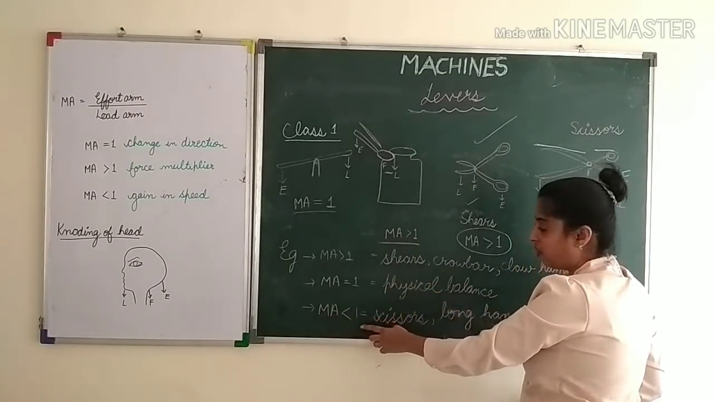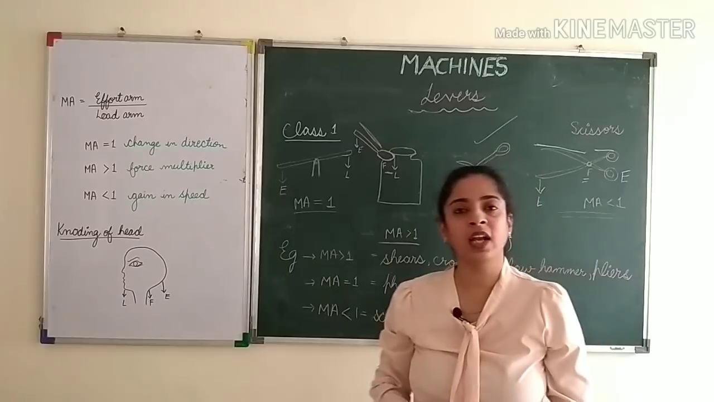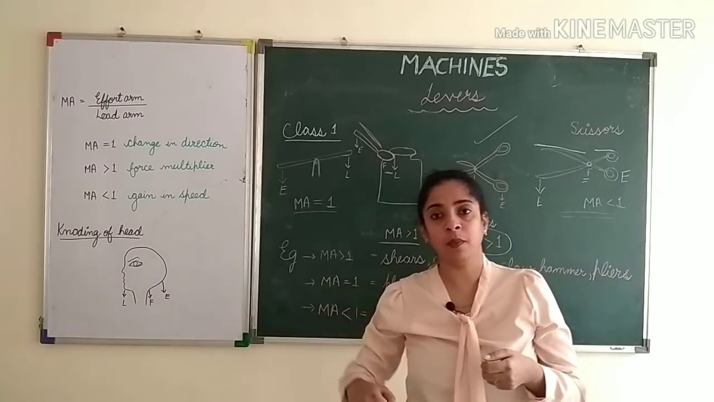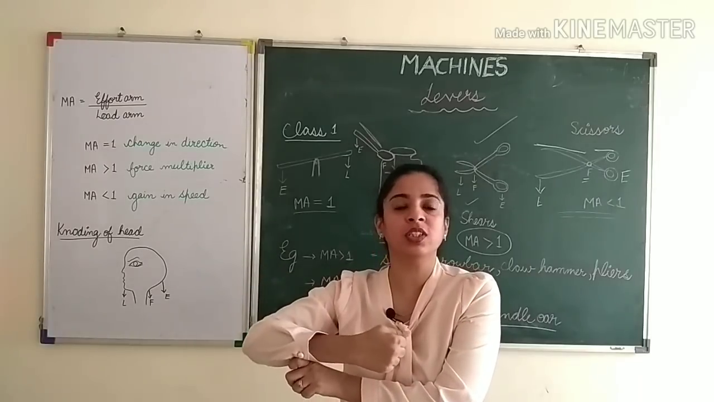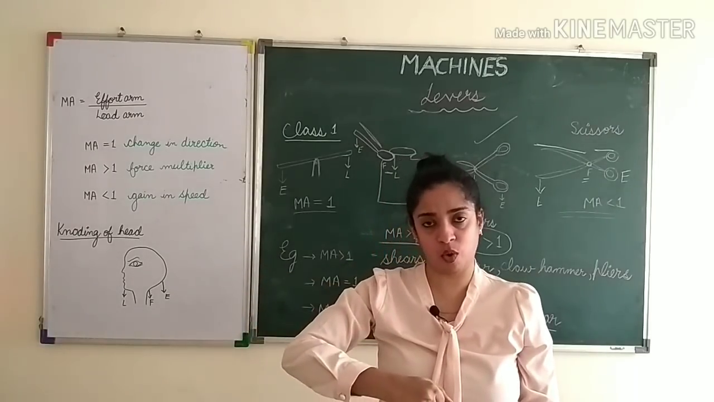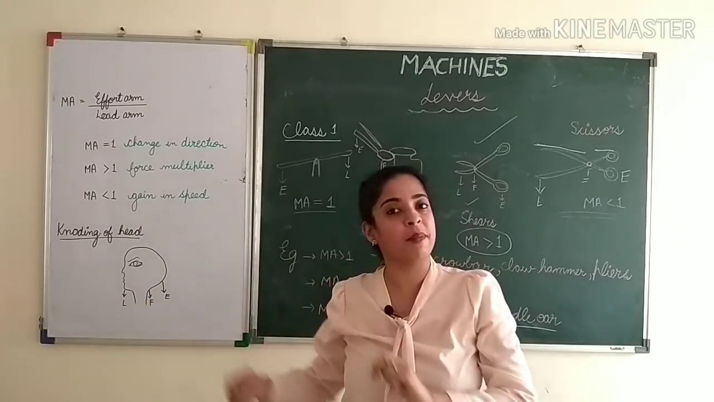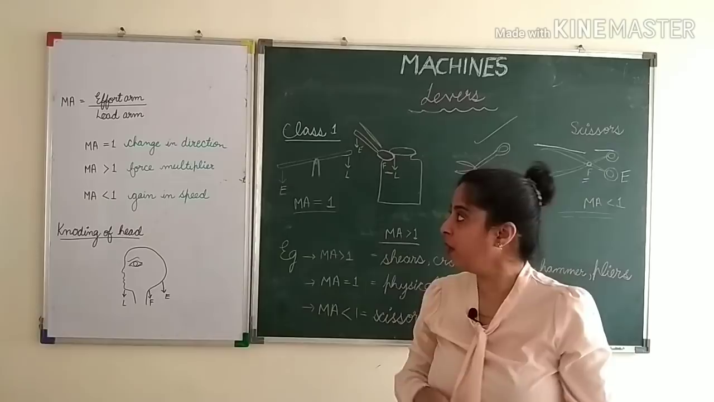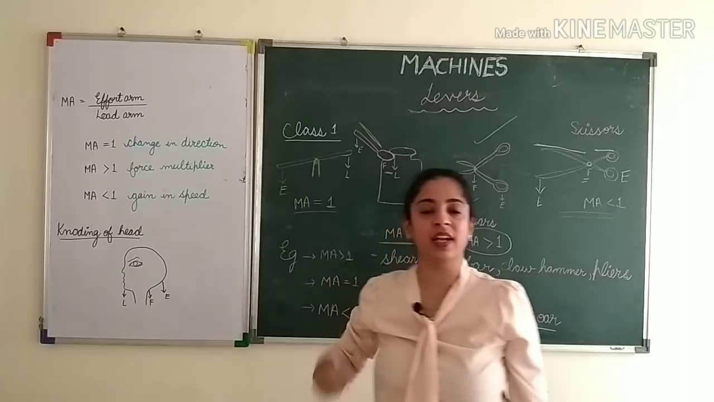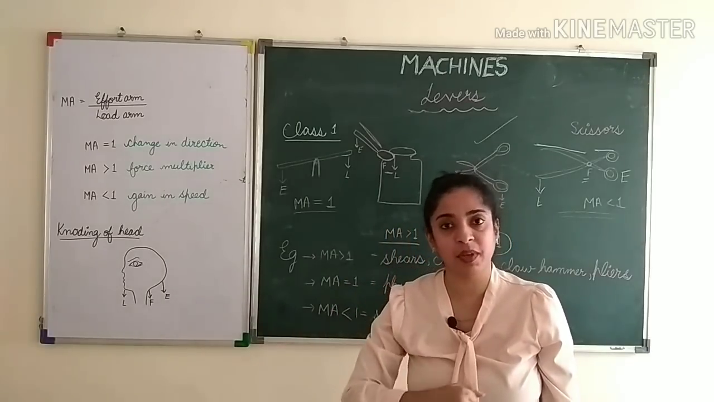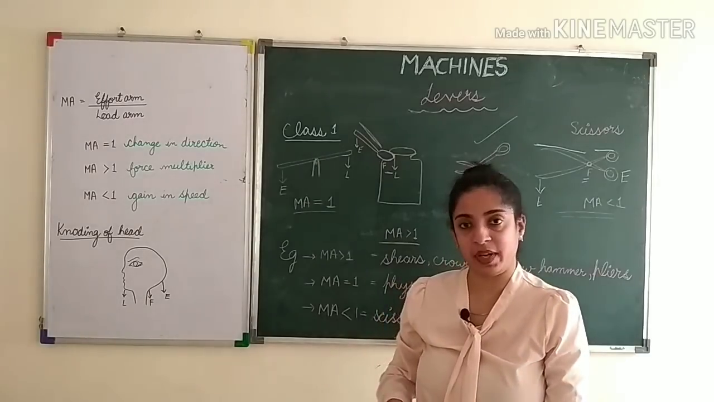Now where mechanical advantage is less than 1, scissors and long handle oar. In long handle oar, the person sits with the oar and larger portion of the oar is inside water. Fulcrum is on the side of the boat and he holds the oar inside, so that the effort arm is lesser and the load arm is bigger. So if load arm is bigger, then the mechanical advantage will be less than 1 and it will have gain in speed. So he will be able to ride the boat with more speed.